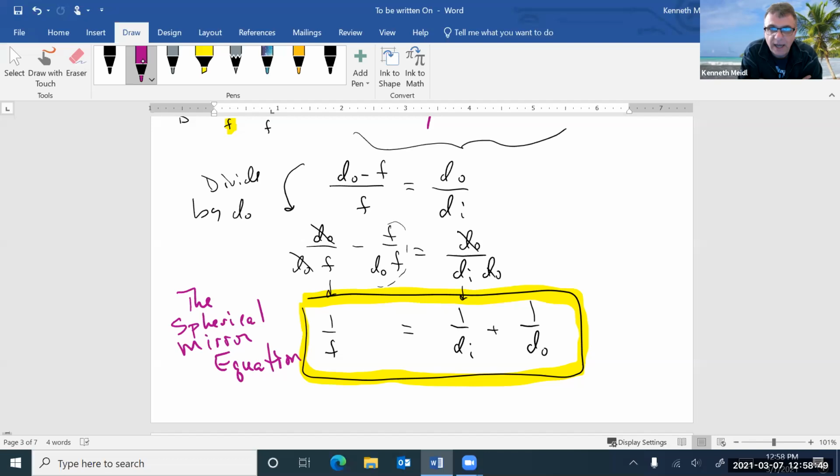But we have two types of mirrors here, right? We could have a mirror that is like that, where the object's over here, or we could have a mirror like this, where the object's over here, right? In the first case, it's concave. In the second case, it's convex. And I derived this equation for a concave mirror. Does it make a difference? And it really doesn't.